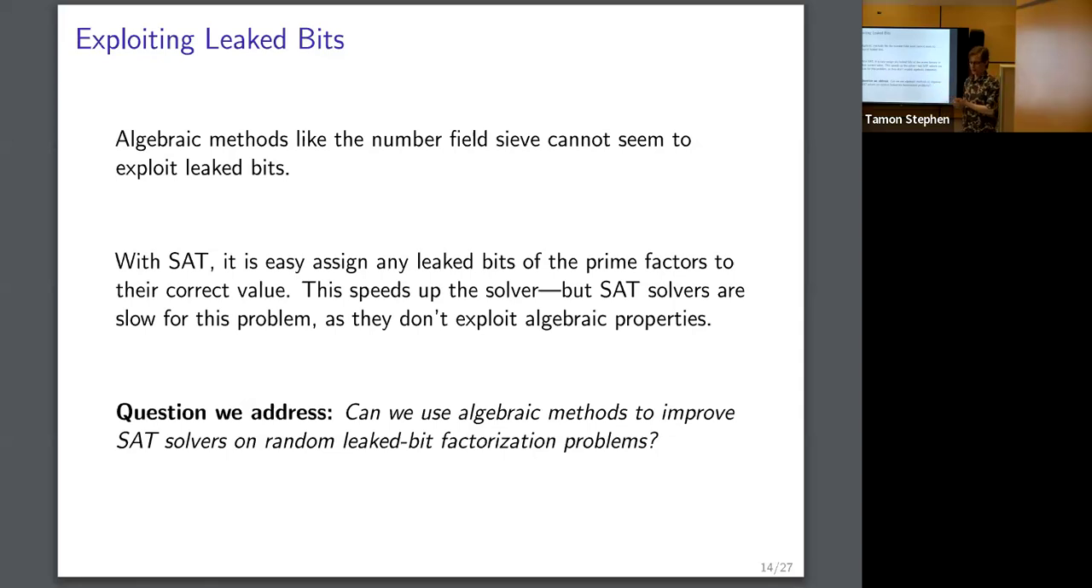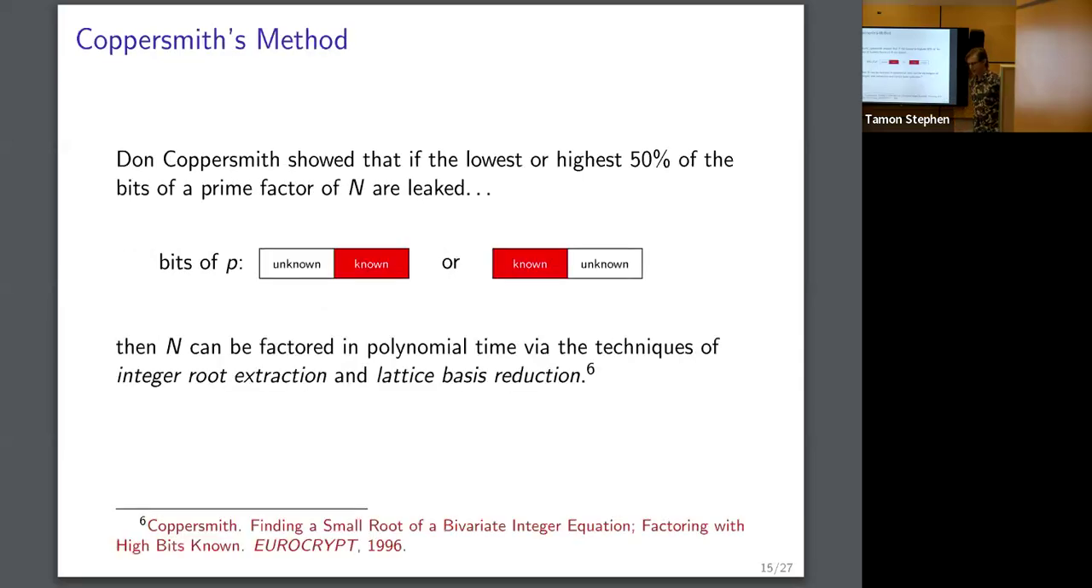This is the question we address in our work. Can we use algebraic techniques to speed up the SAT solver on these leaked bit factorization problems? Okay, so we were able to do it using this algebraic approach known as Coppersmith's method. Coppersmith came up with this really cool way of factoring an integer n in polynomial time, assuming you have enough information about the bits of one of the prime factors.